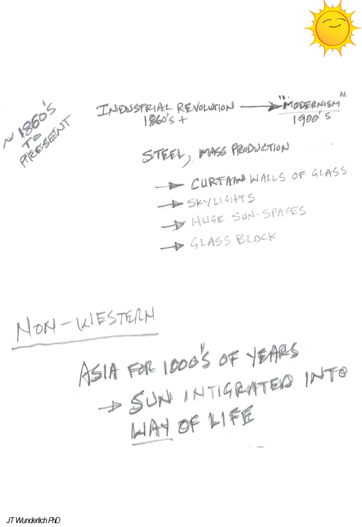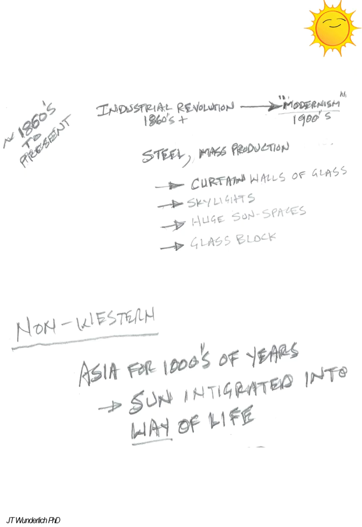Industrial revolution in the 1800s and modernism in the 1900s. So we have now curtain walls of glass, mass production of things, skylights, huge sun spaces, glass block. Technology allows us to open things up.